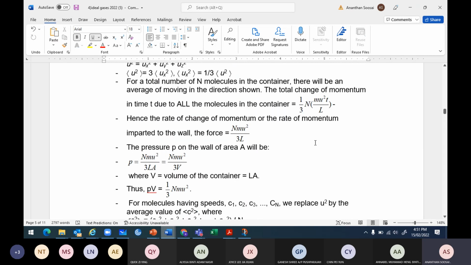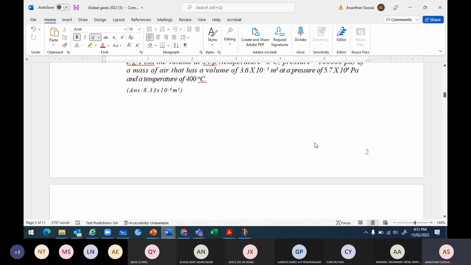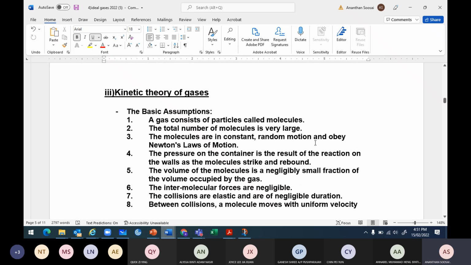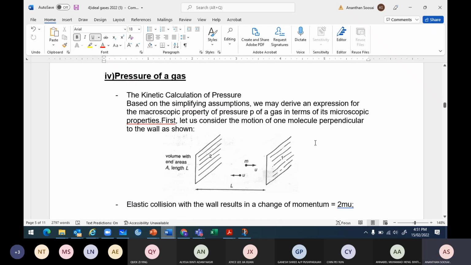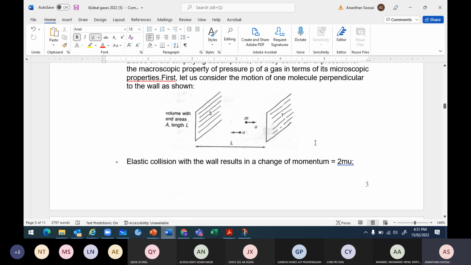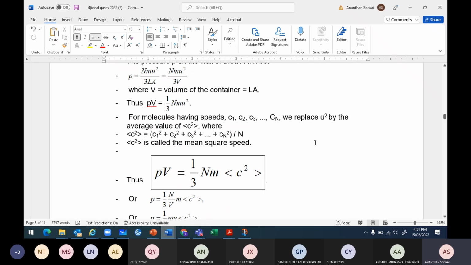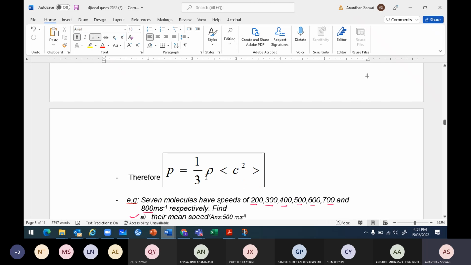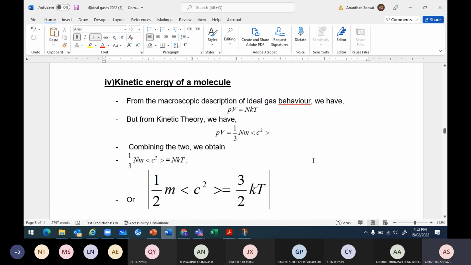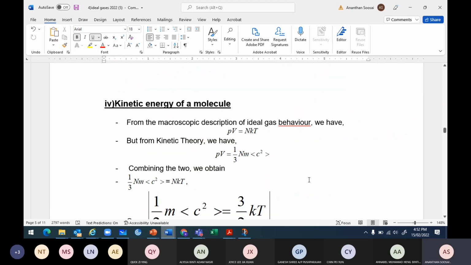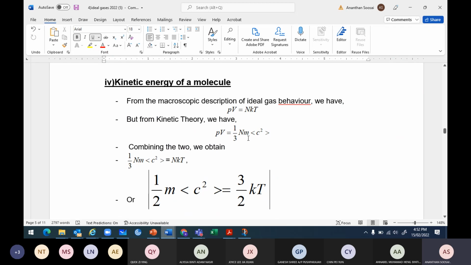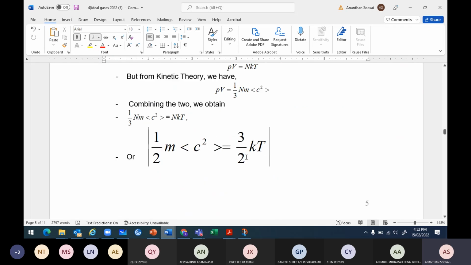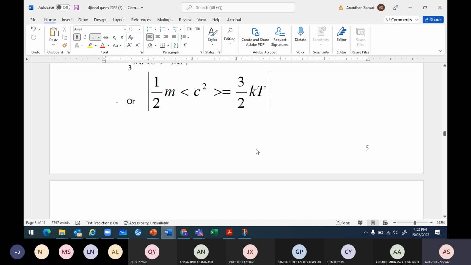So what did you learn today? You learned about the kinetic theory of gases. Then the pressure formula based on kinetic theory was derived. You end up getting PV equals 1/3 Nm c squared, and we changed Nm over V as the density, with c squared the mean square speed. Then finally, the kinetic energy of a molecule was derived. Comparing PV equals NkT with 1/3 Nm c squared, we got the kinetic energy of one particle to be 3/2 kT.